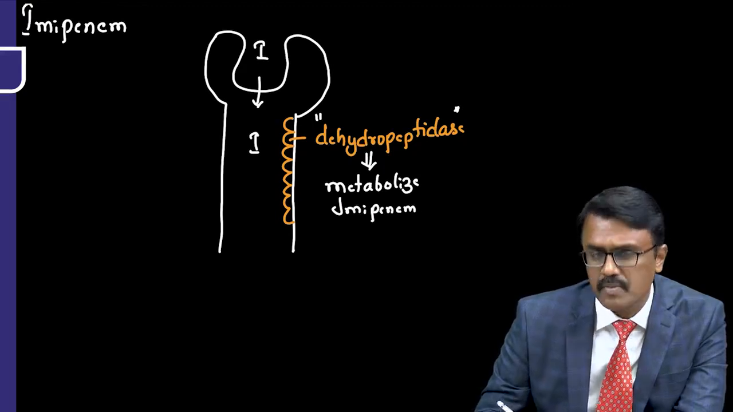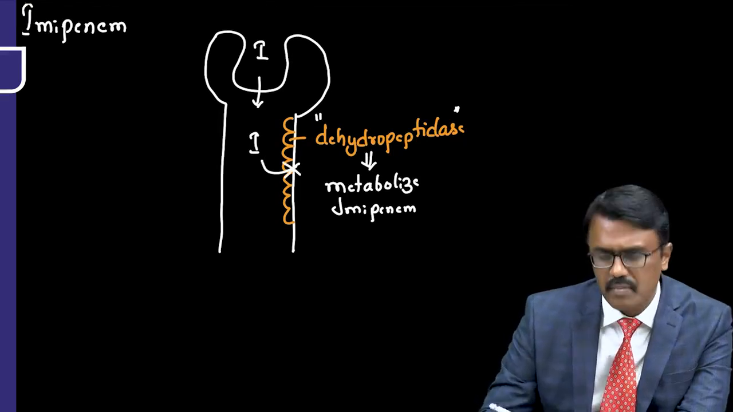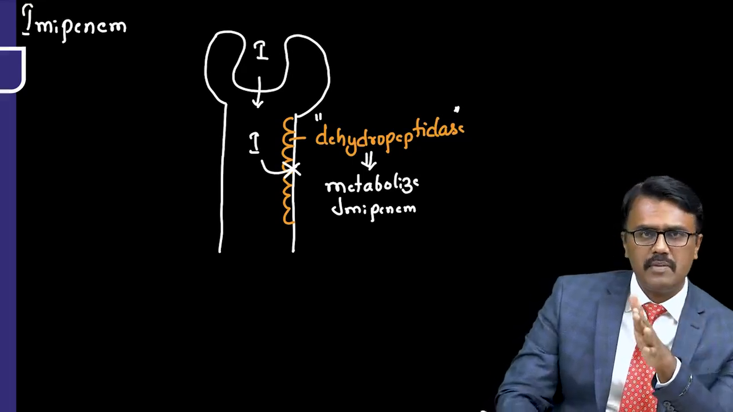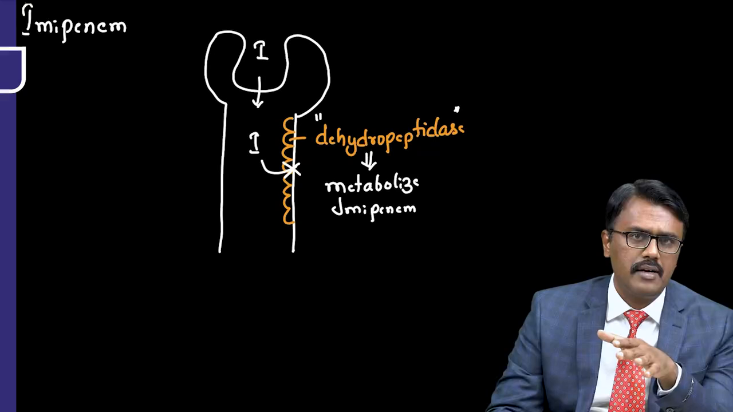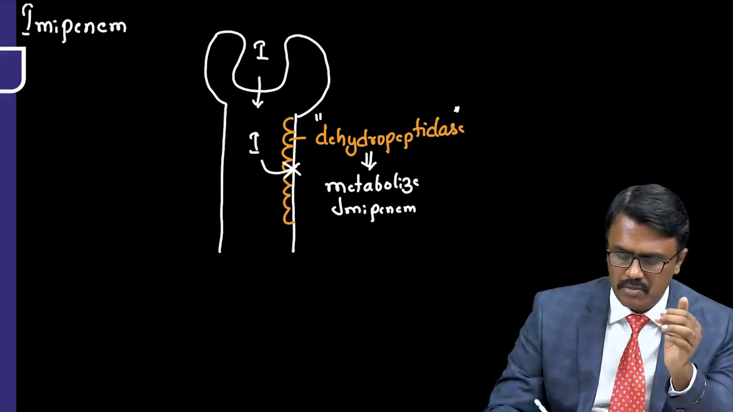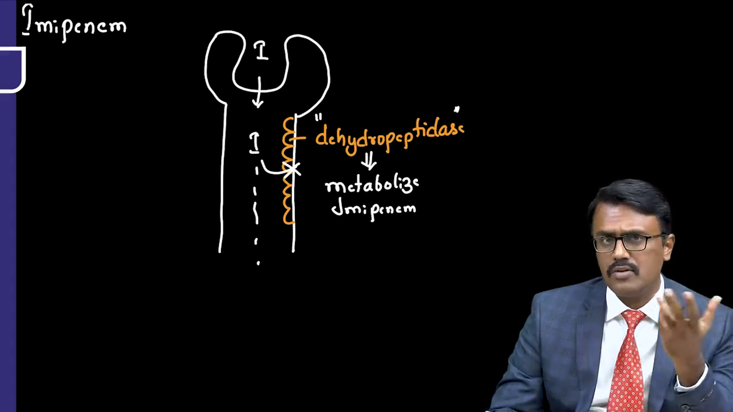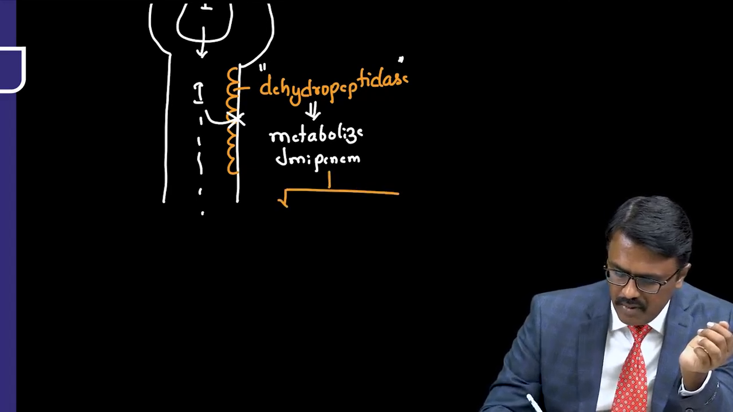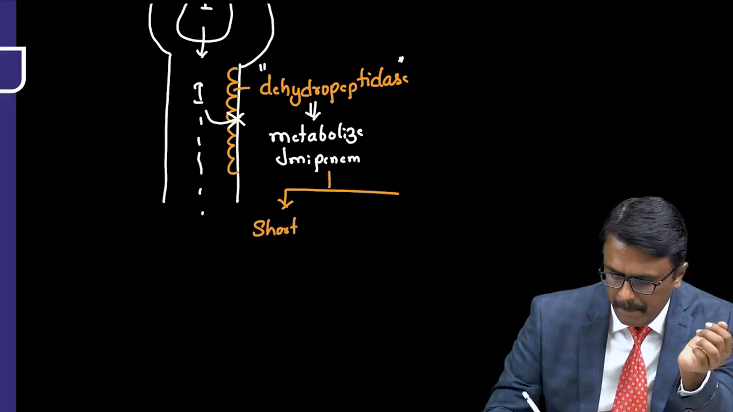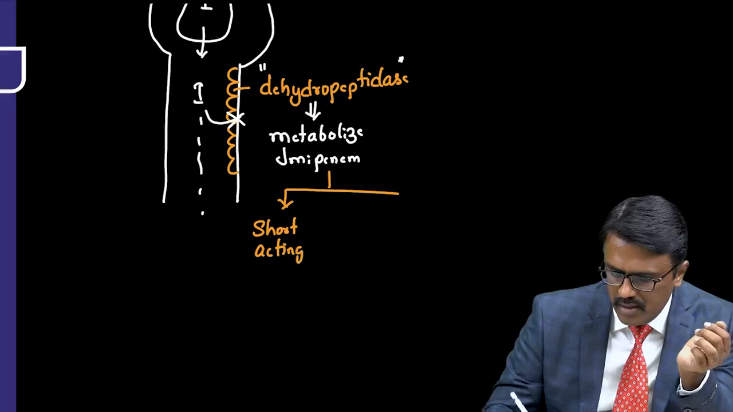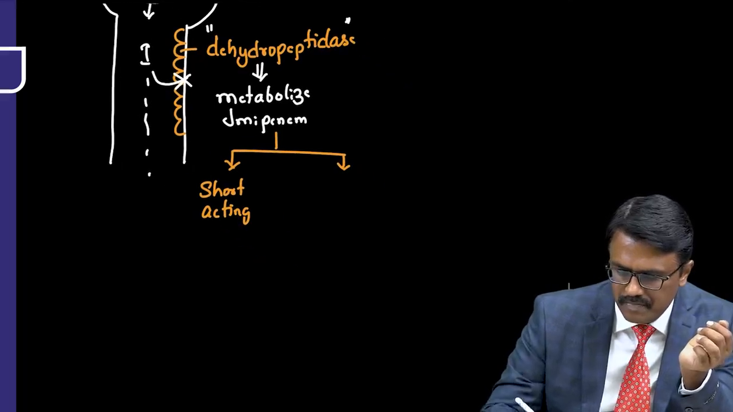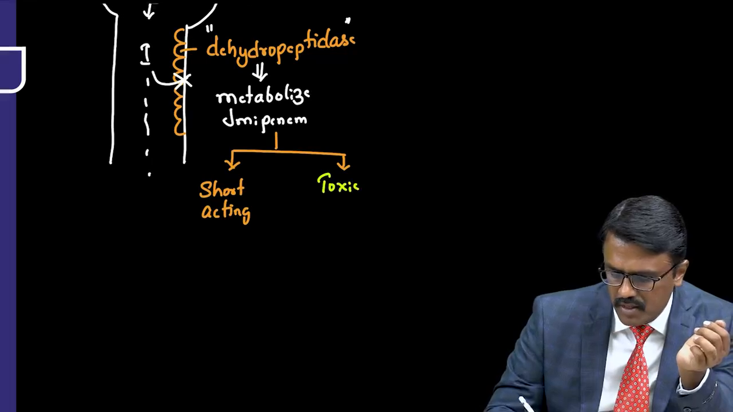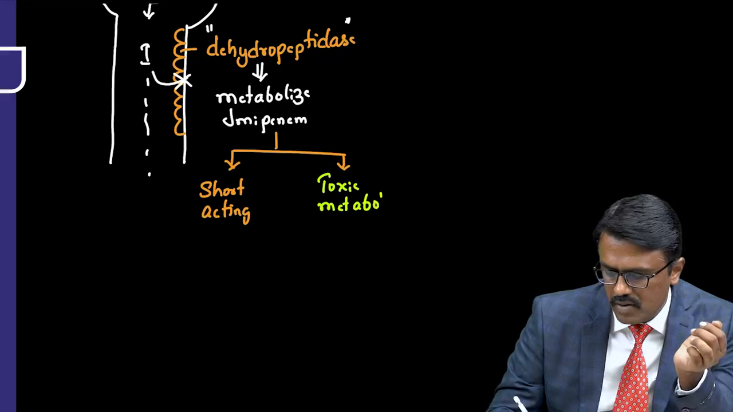So what happens if imipenem is metabolized? It cannot be reabsorbed back. Now tell me, if it is not reabsorbed back, is the drug short acting or longer acting? Obviously short acting, because imipenem is not going back, it is going out. So this enzyme will do two things. It will make imipenem short acting, and the metabolite of imipenem will be a toxic metabolite, and that is going to cause nephrotoxicity.